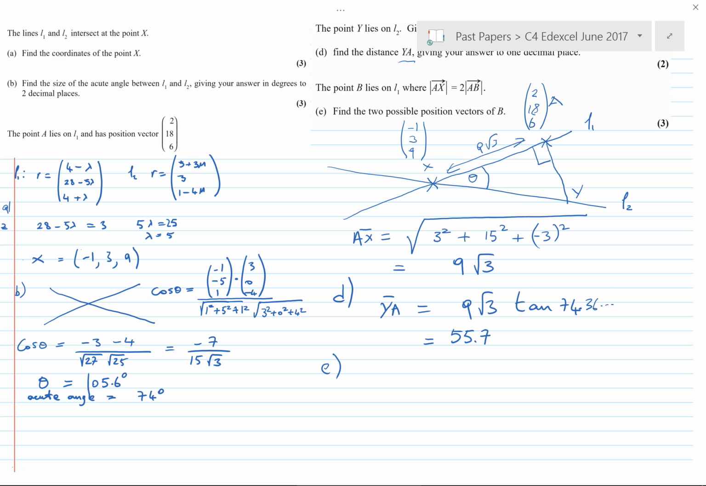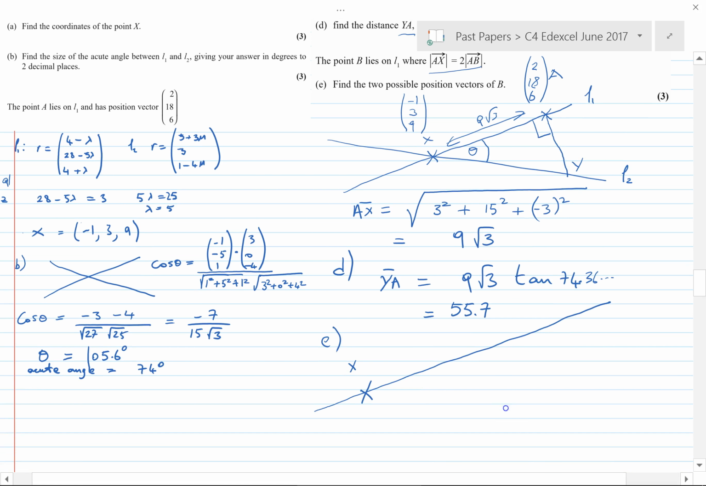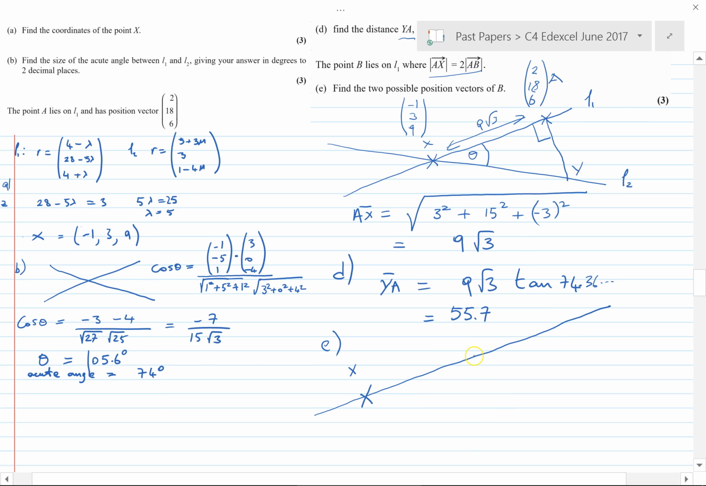Okay, so this is talking about another point B on line L1. We only need line L1 now, so let's do a diagram for L1. X is here, and A is the point we had before. And it says that point B is such that the length AB is going to be half the length of AX. Now there's two possible positions that can be in.